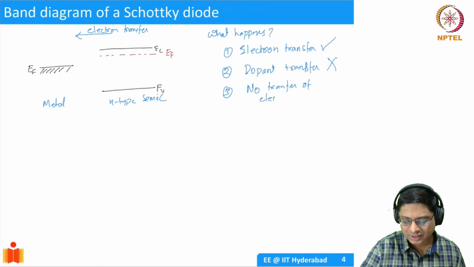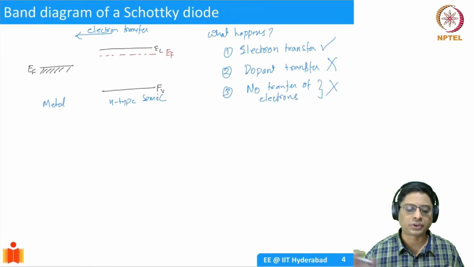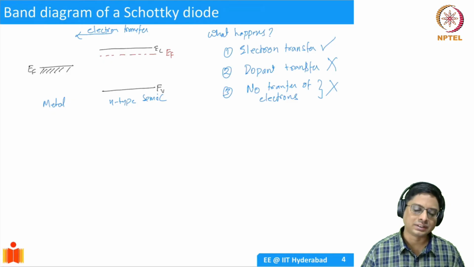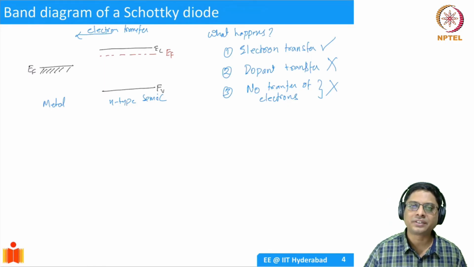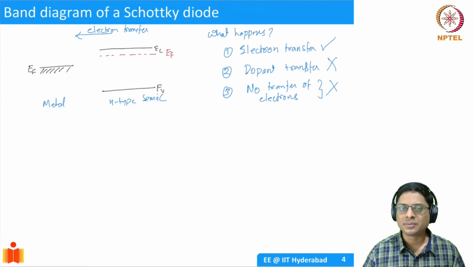Is it realistic? It is not, because we have a Fermi energy difference. This is not going to happen at all. So there is going to be an electron transfer. Okay, fine. Electron transfer happens from semiconductor to metal. So what? Will it make any difference to the Fermi energy?